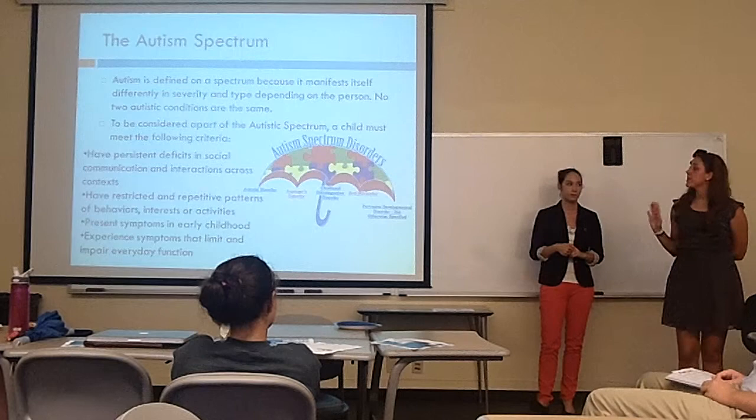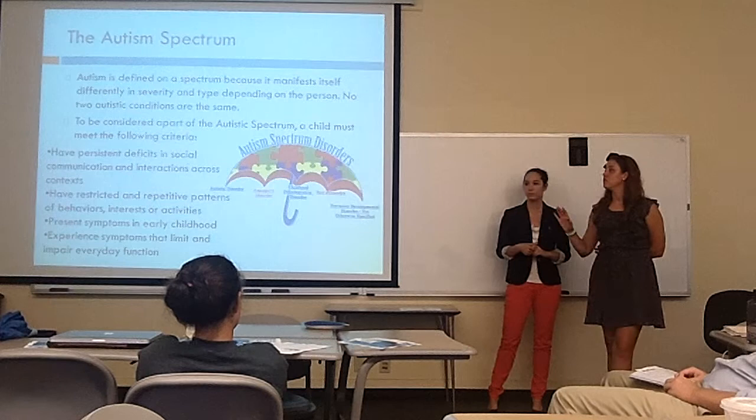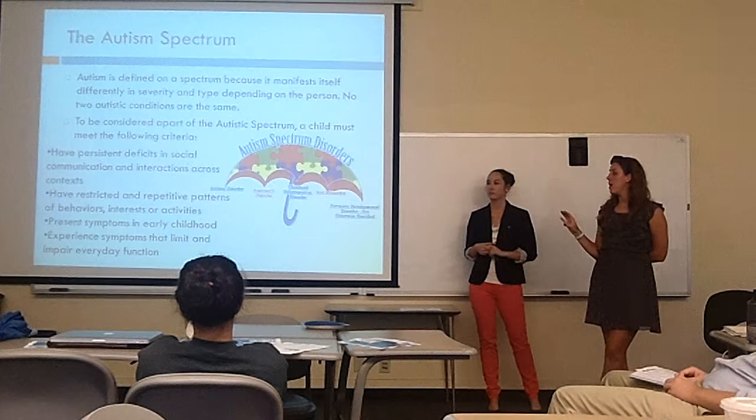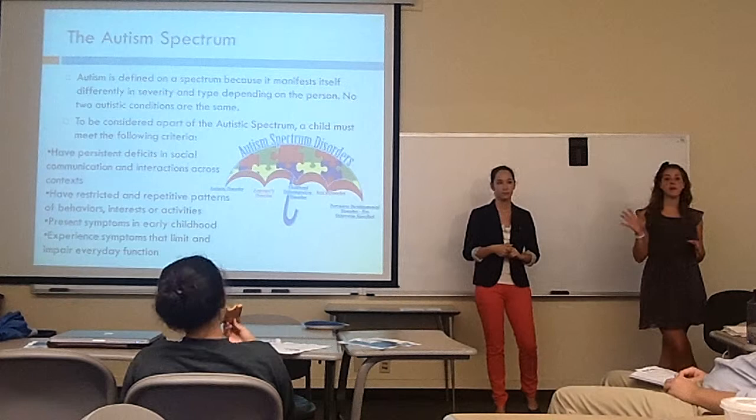Something else to be aware of, if you look on the far side of the autism spectrum umbrella, it talks about pervasive developmental disorder not otherwise specified. Those are children and adults who do not fall within all four of those criteria, but are still inhibited by factors that affect their everyday function. They may not specifically fall within social communication interactions or having issues with that, but they're still included under the spectrum umbrella.